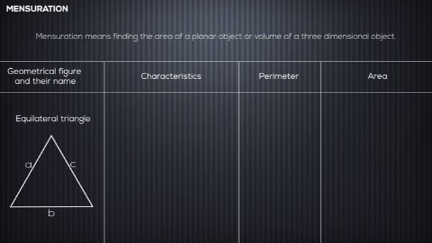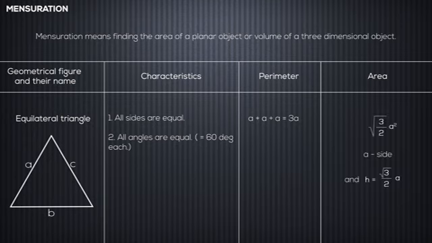In an equilateral triangle, all sides are equal. All angles of an equilateral triangle also are equal and they are 60 degrees each. The perimeter of an equilateral triangle becomes 3a as all the sides are equal. The area of an equilateral triangle is given by the formula shown on the screen.